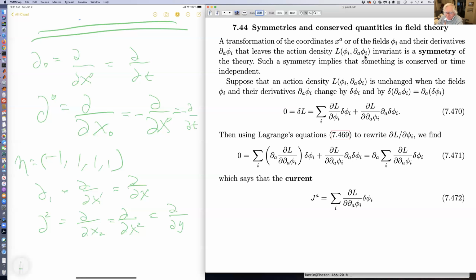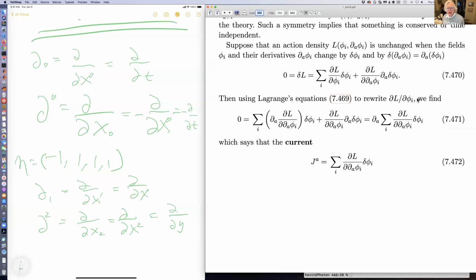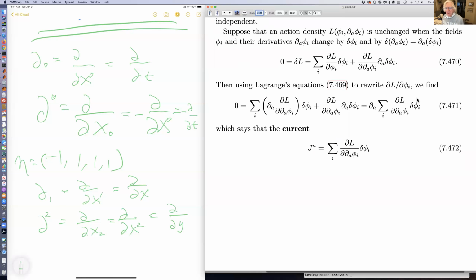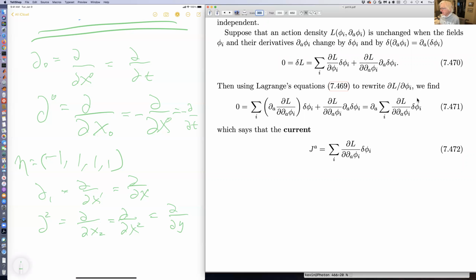And this observation is due to a physicist by the name of Emmy Noether, who was a Scandinavian woman, as I recall, 19th century, early 20th, perhaps. Wikipedia will tell you all about her.